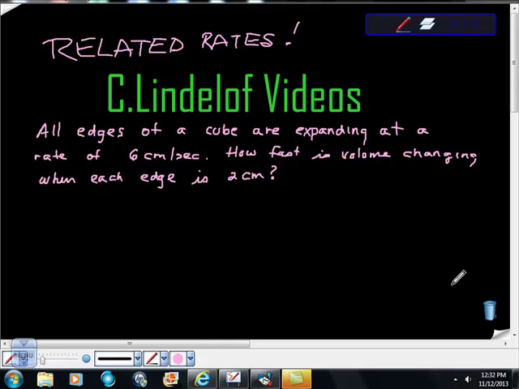Here we have this situation where all edges of a cube are expanding at a rate of 6 centimeters per second. And we're asked to find how fast the volume is changing when each edge is 2 centimeters long.